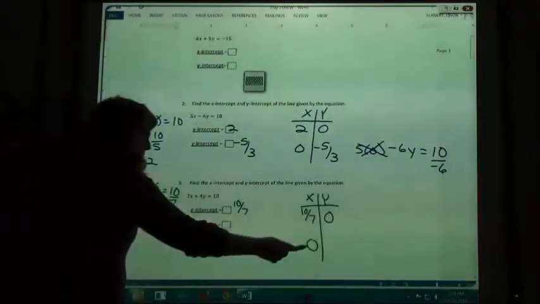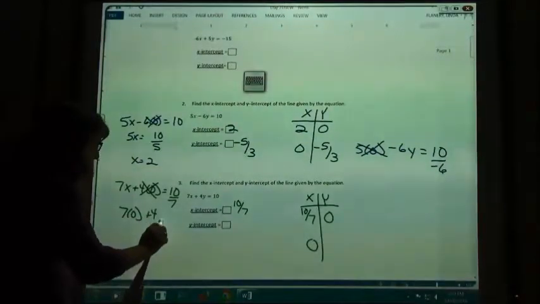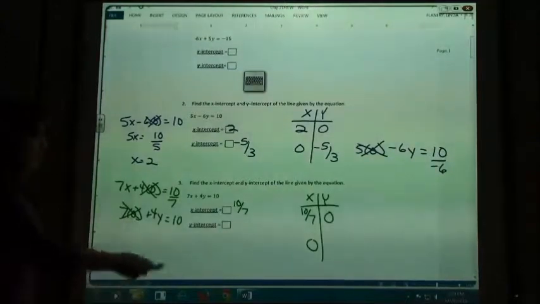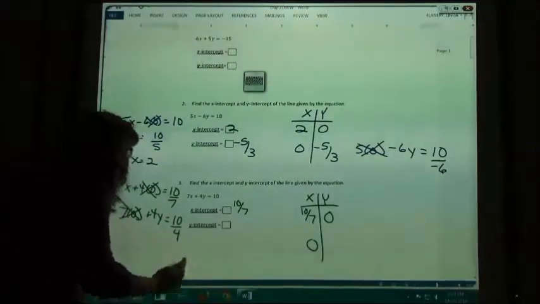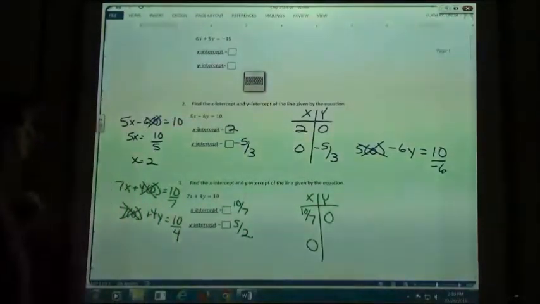For my y-intercept, I'm putting 0 in for x. 7 times 0 plus 4y equals 10. So again, it gets rid of the x term. 10 divided by 4, I can reduce that down. So 5 over 2.